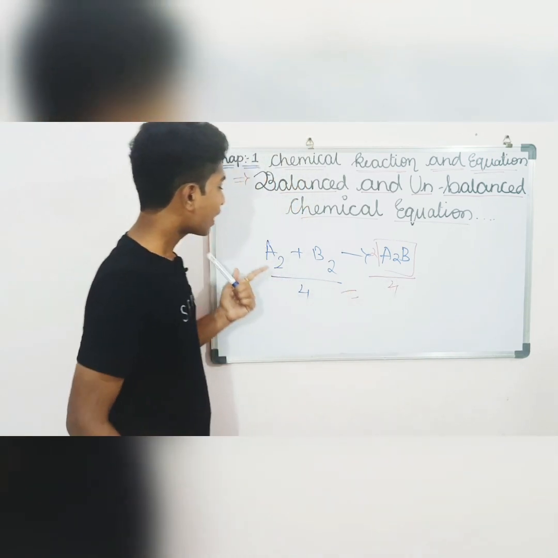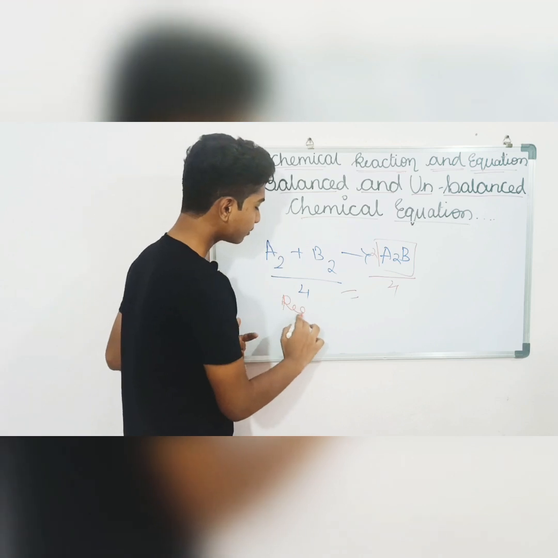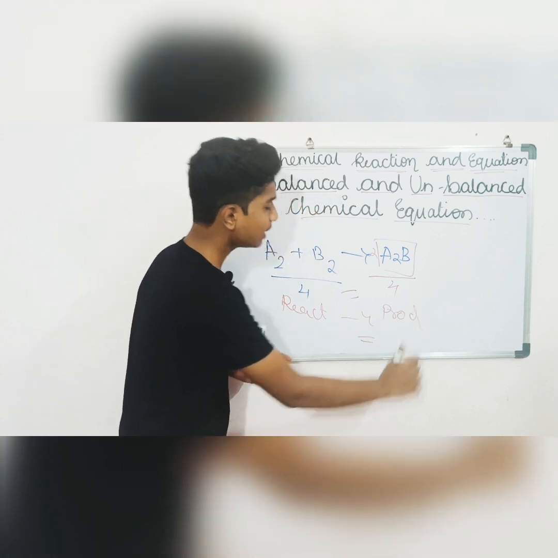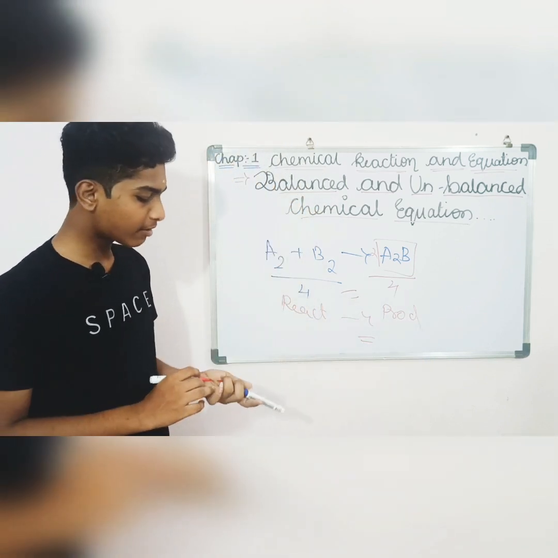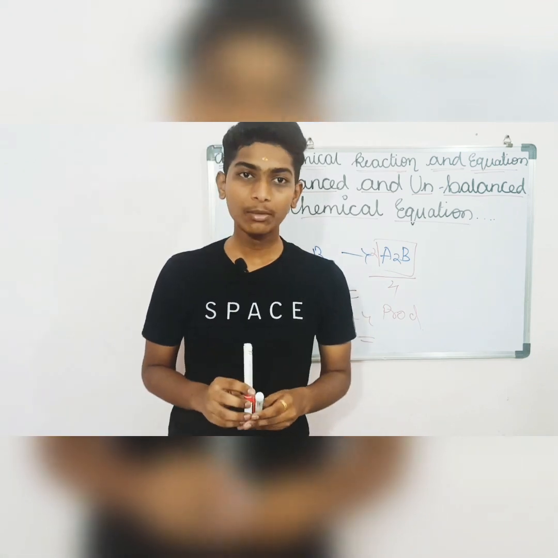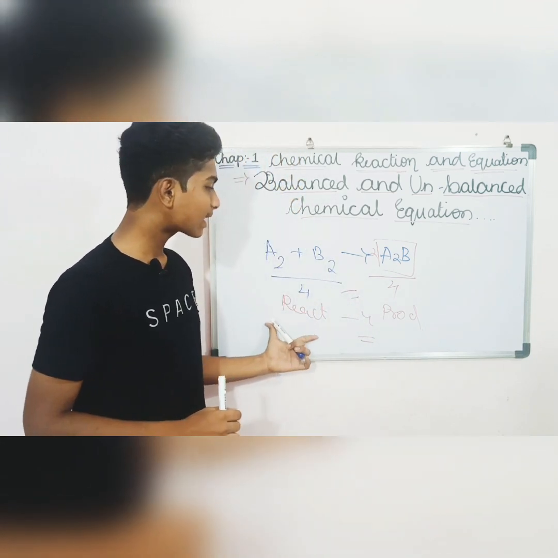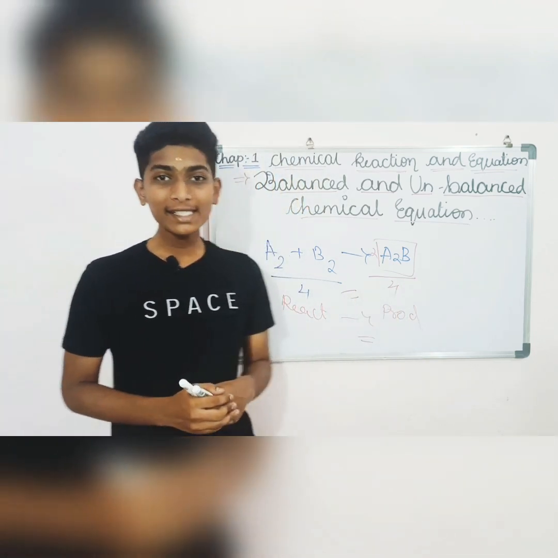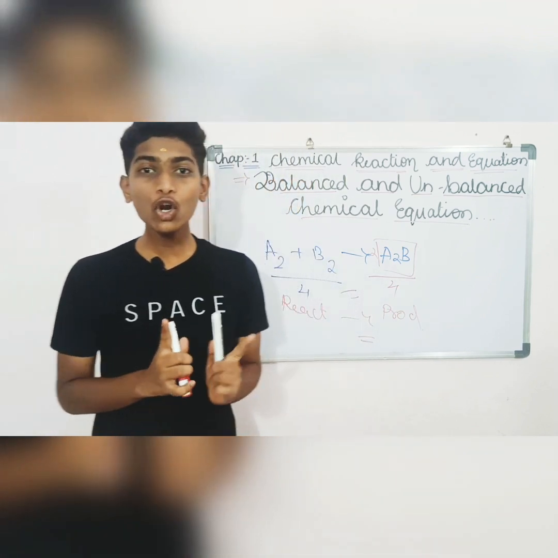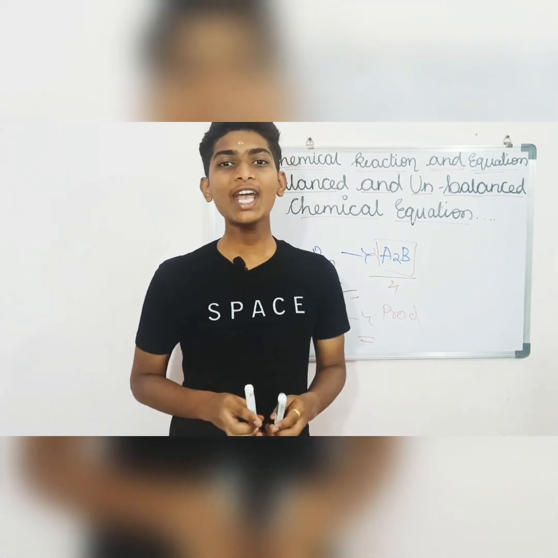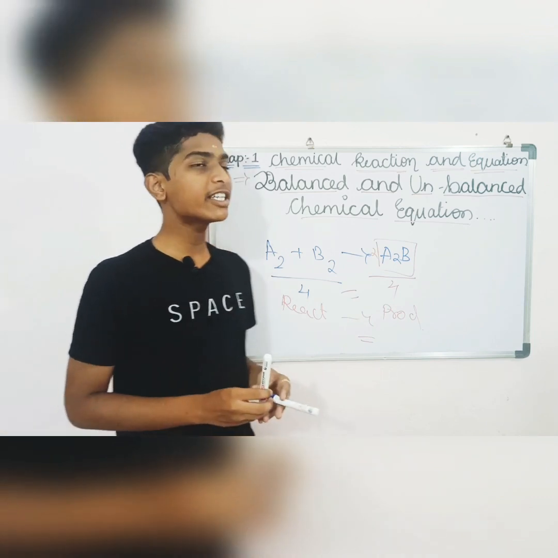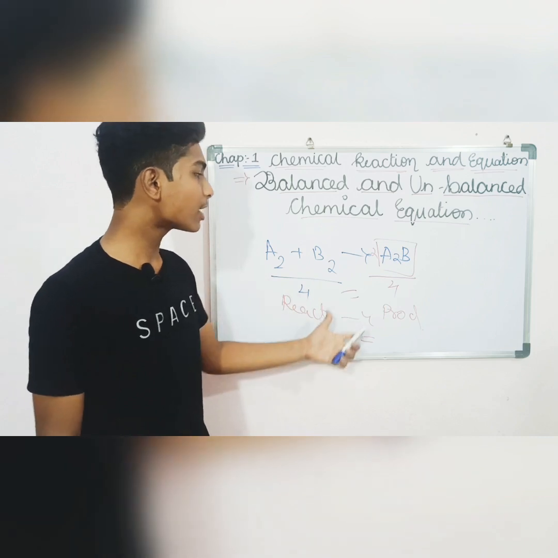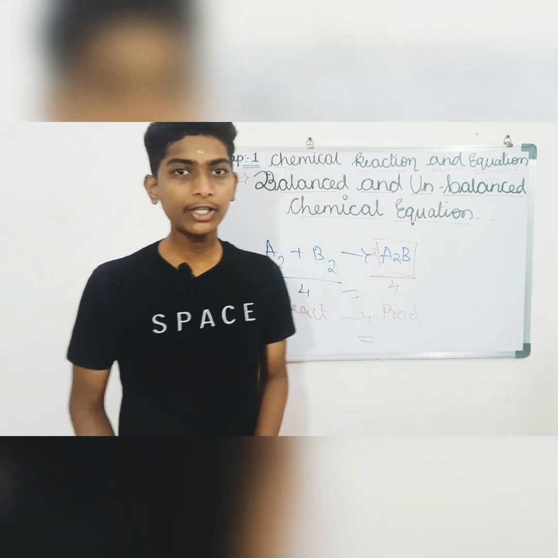Is it equal? Yes. The number of atoms at the reactant side and the number of atoms at the product side must and should be equal. Then only that equation is termed as a balanced chemical equation. So balanced chemical equations are nothing but the number of atoms at the reactant side and the number of atoms at the product side must and should be equal. Also, a balanced chemical equation should obey the law of conservation of mass, which we have learnt in our 9th standard. So the law of conservation of mass is nothing but the mass of atoms at the reactant side and the mass of atoms at the product side are equal.